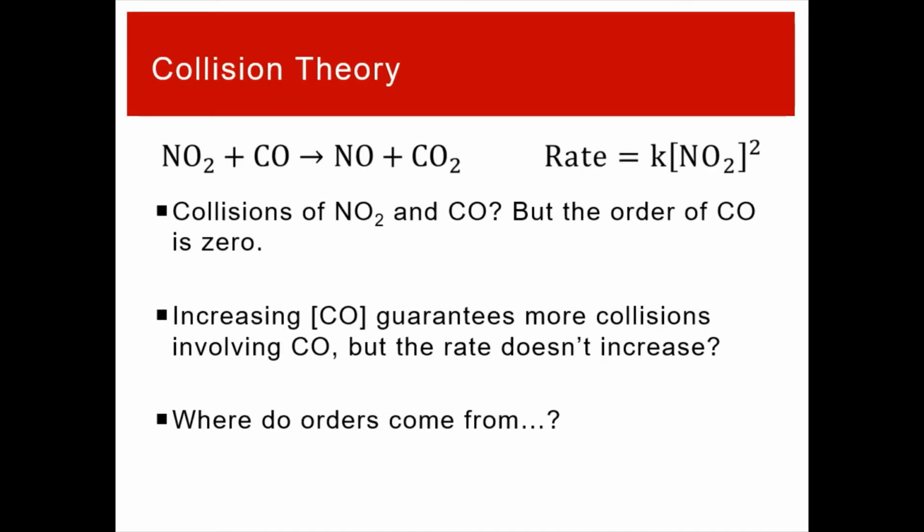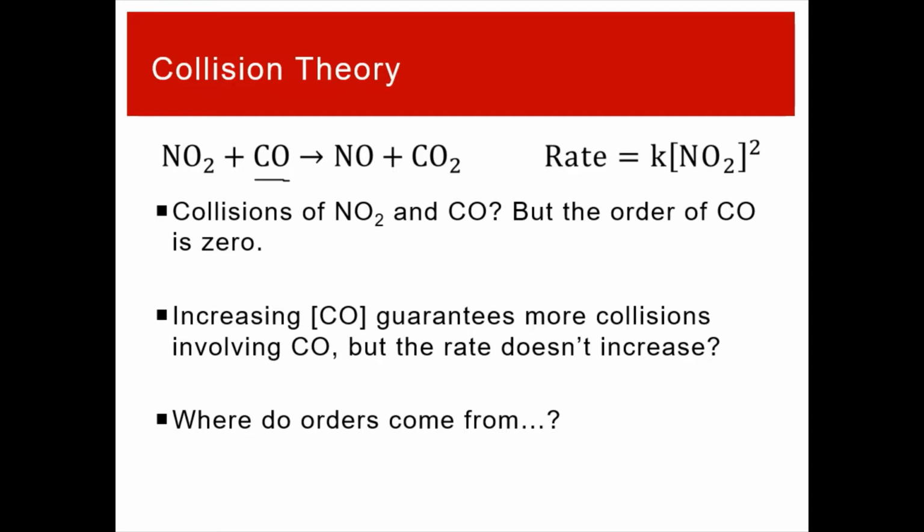So let's look at some cases, like for example, the reaction NO2 plus CO becomes NO plus CO2. If you do this experiment at certain temperatures, you find that the rate is equal to k times the concentration of NO2 squared. That would mean that NO2 is second order. CO doesn't show up in the rate equation, so CO is 0th order. But if we think about collision theory, we'd have collisions of NO2 with CO, and so the order of CO would matter, right? If you increase the concentration of CO, there will be more collisions that involve these CO molecules. But the order is 0, meaning that the rate doesn't increase when you add more carbon monoxide to your mixture.